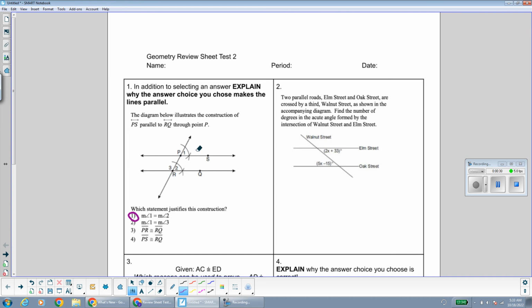And this construction works because angle 1 and angle 2 are both top right, in the same position where the lines meet the transversal. So we call them corresponding angles. And if corresponding angles are congruent, then lines are parallel. So we can conclude that the lines are parallel from the congruent corresponding angles.